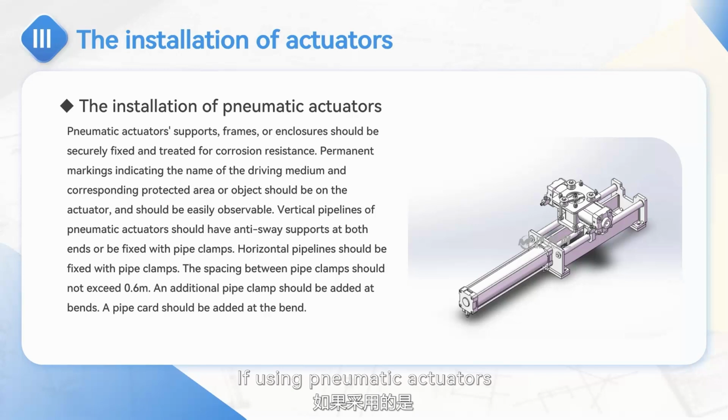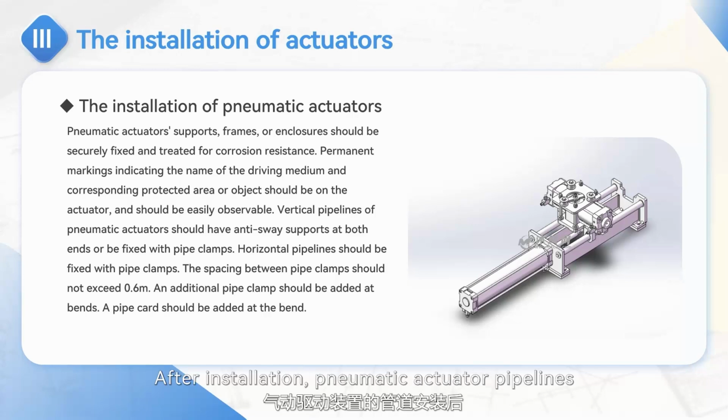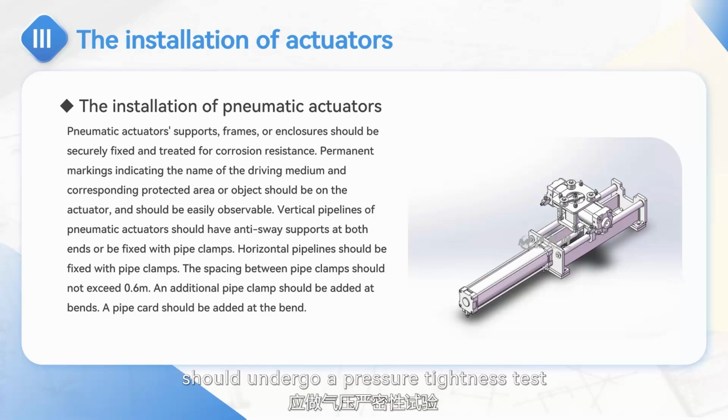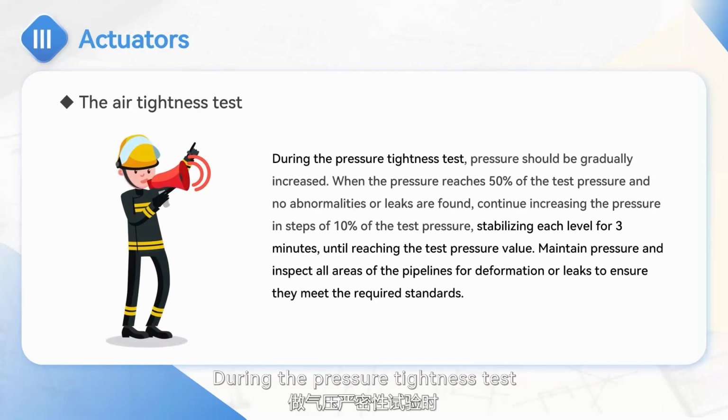If using pneumatic actuators, a pressure tightness test should also be conducted. After installation, pneumatic actuator pipelines should undergo a pressure tightness test. Only after passing this test can they be put into use. During the pressure tightness test, pressure should be gradually increased.